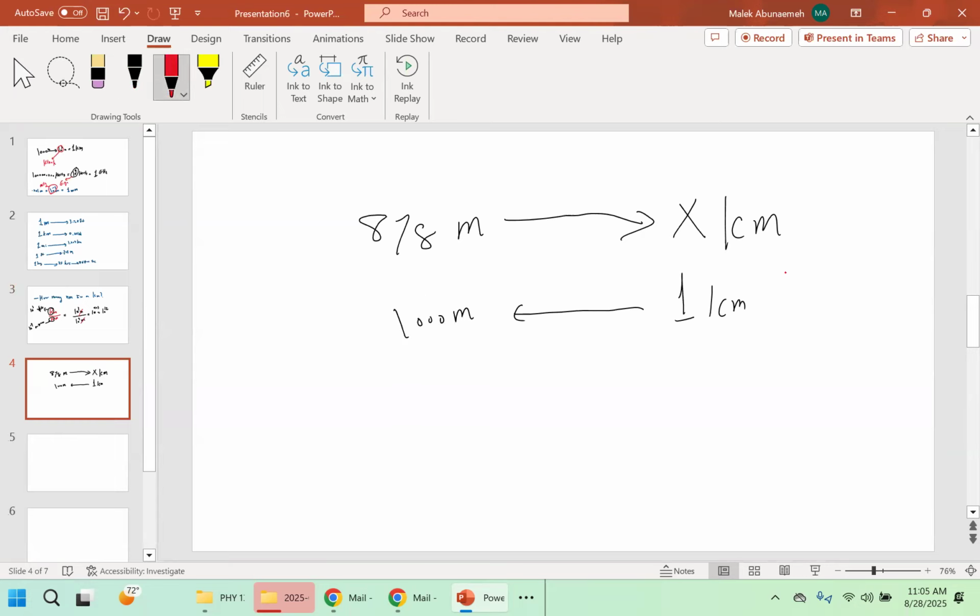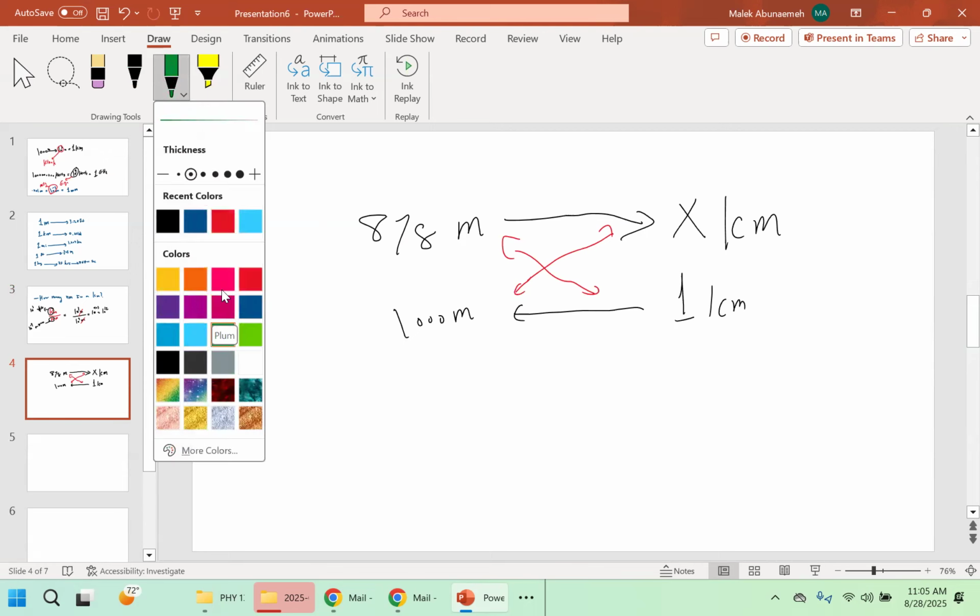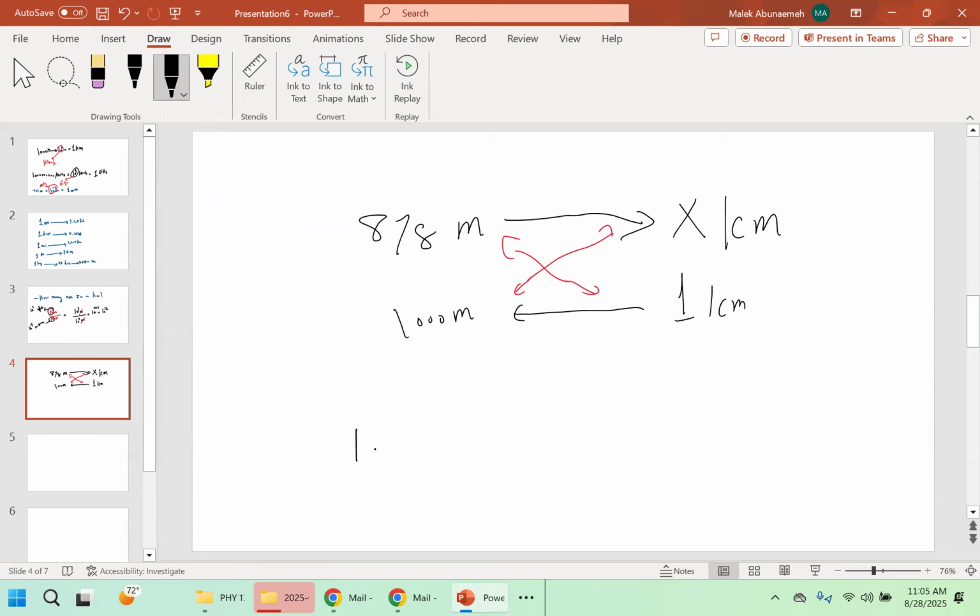Now, what we do over here, we come in and we cross multiply. So 1,000 times x is 1,000x, which is going to equal 878 times 1, which means that x is going to equal 878 divided by 1,000. That means you move the decimal by three spots, so you get 0.878 kilometers.